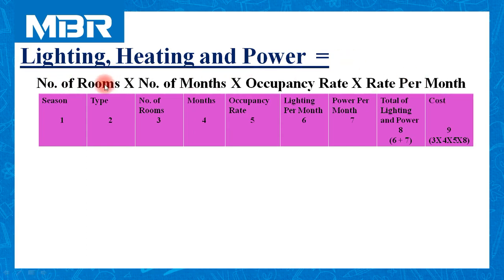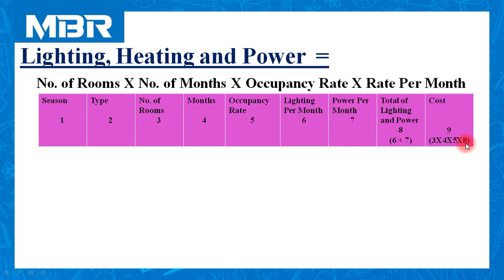So first is number of rooms. Number of rooms is mentioned over here in number 3. Number of months is mentioned in the statement in the 4th column, so number 4. Occupancy rate is mentioned in the 5th column as number 5. And rate per month for lighting and power both. So total of lighting and power is mentioned over here in number 8.